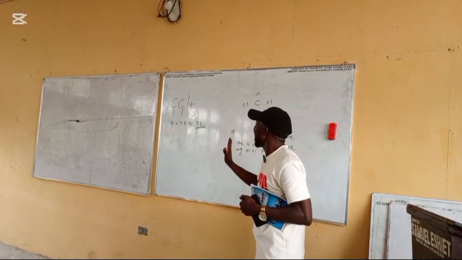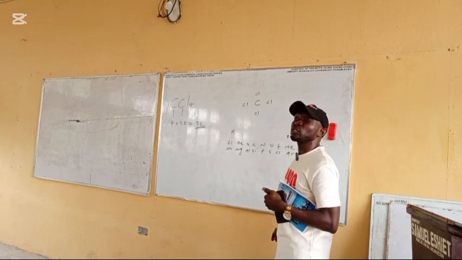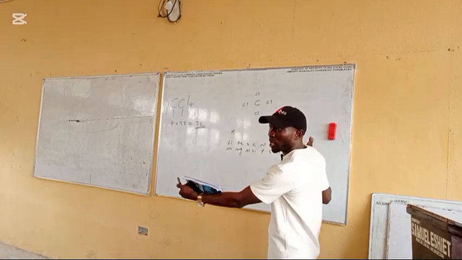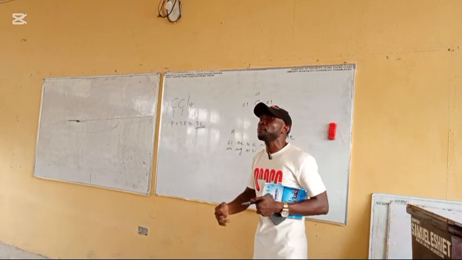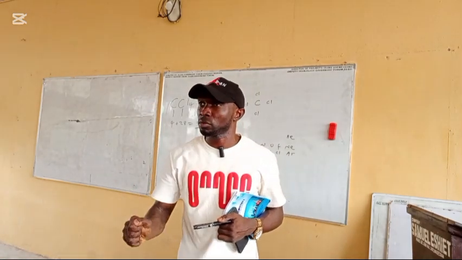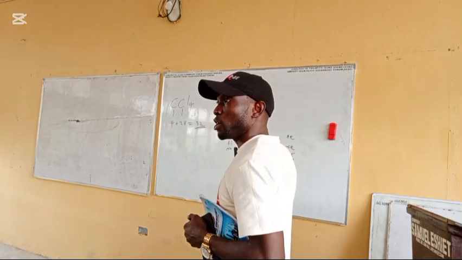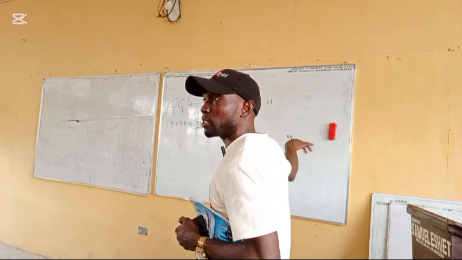Elements found at the right corner of the periodic table are more negative than the ones at the left corner. Are we there? Because from the periodic trends, we say that electronegativity increases across the period, from left to right.